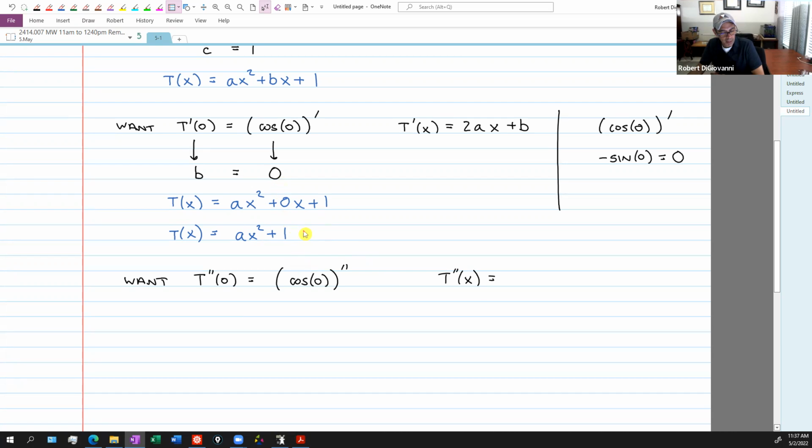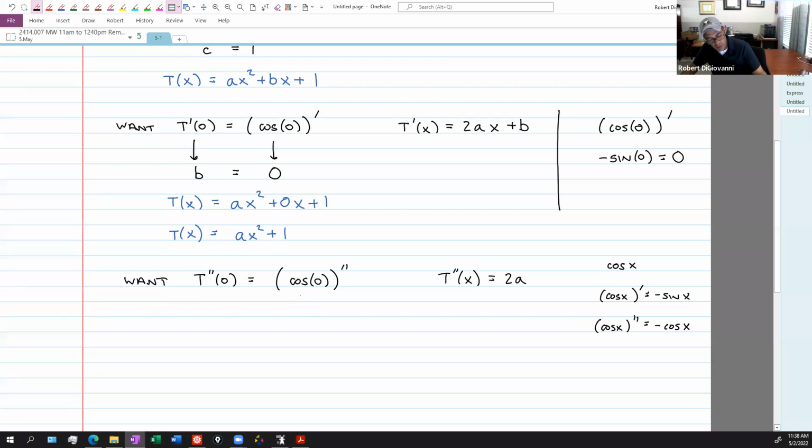The derivative, hold on a second. So what was the derivative? The derivative was this, right? The second derivative would be what? 2a, right? And then let's go to the original function. The original function was cosine x, right? If I take the derivative of cosine x, we got negative sine x. And if we take the second derivative of cosine x, we should get negative cosine x, right?